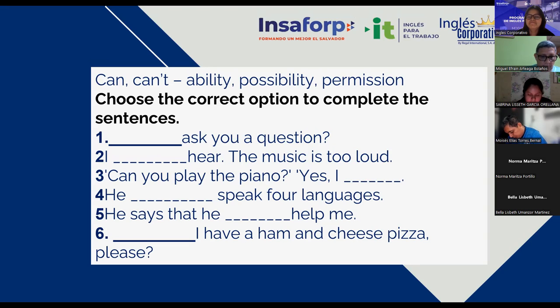Ok. Ya, yeah, for the moment you can do only one. The second part is putting in order, right? Writing the possibility of permission, using the prompts to write the sentences.